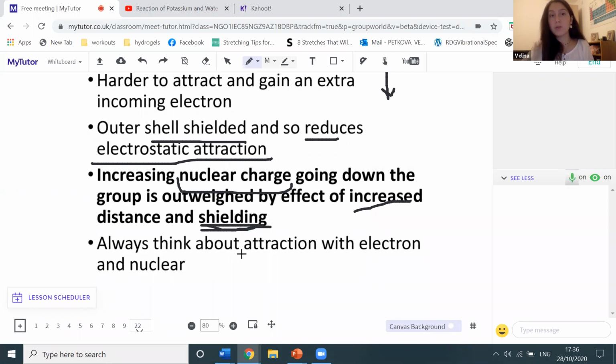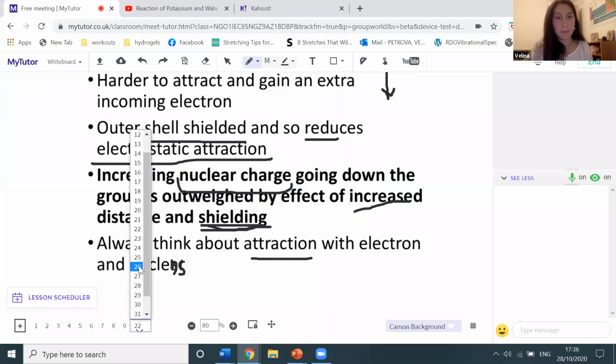So when you're thinking about reactivity and how fast and how reactive it will be, you need to think about the attraction between the electron and the nucleus. Okay.